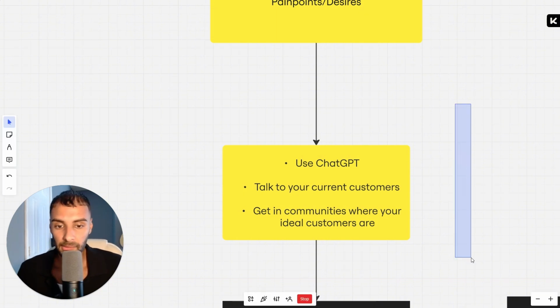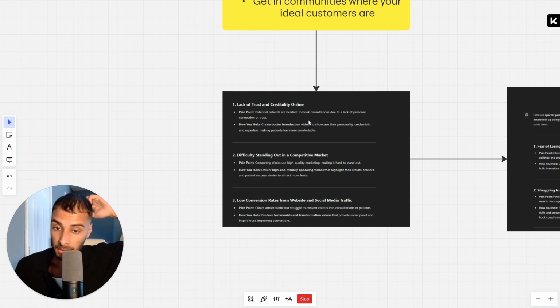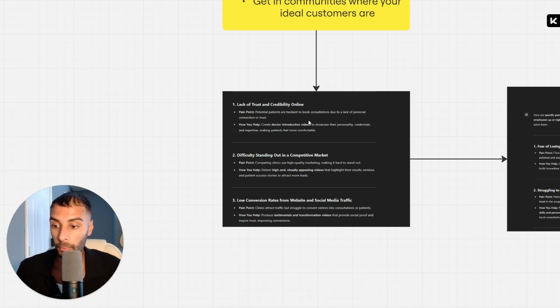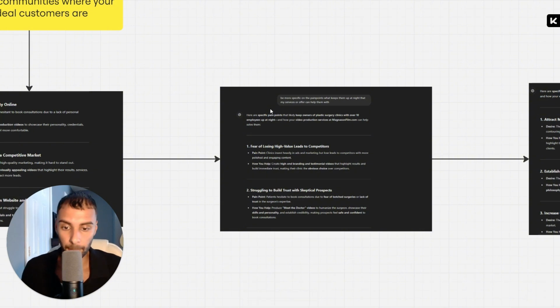Or, in my opinion, the best and most time-saving way is to just use ChatGPT. You can ask ChatGPT, okay, my company does this, and we are working with this ICP or this industry or job title at these industries. What are some pain points they may have that we could help them solve? And it'll tell you, here are some pain points they may have. Then you could also go into specific detail and say, be more specific on the pain points. What keeps them up at night that my services or offer can help them with? And it'll give you pain points they may have when it comes to your services or offer.